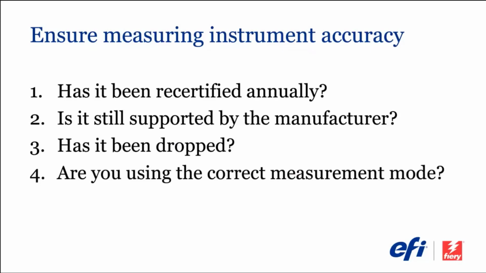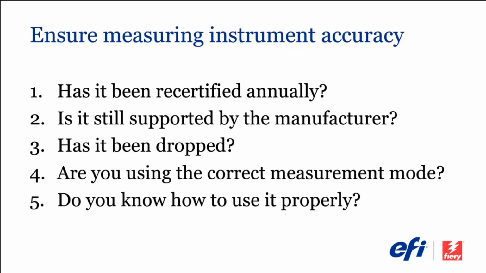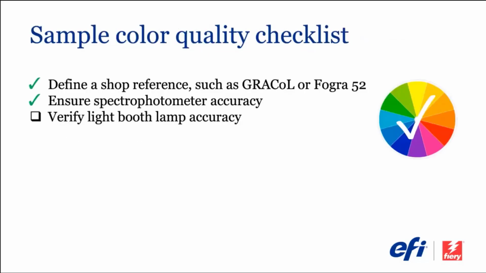Again, the color courses that we have up at learning.efi.com cover all of this. Do you know how to use it properly? Sometimes people, depending upon the type of chart they print, can use the device in what we call freehand. It's a handheld device. They simply put it on top and press the button and run it across the top of the media to measure. Well, if you rock it a little bit, if you measure a little too fast, a little slowly, you may get different results than someone that doesn't do that. So you want to make sure that you're using the device properly. Okay. All right, so we've got that taken care of.